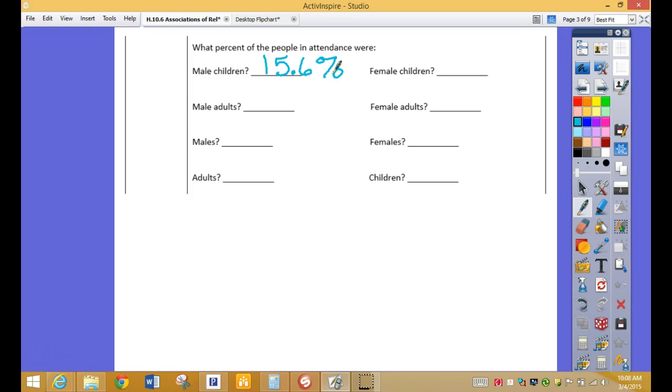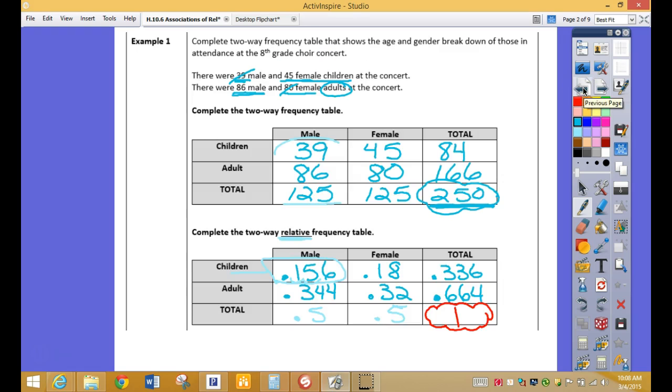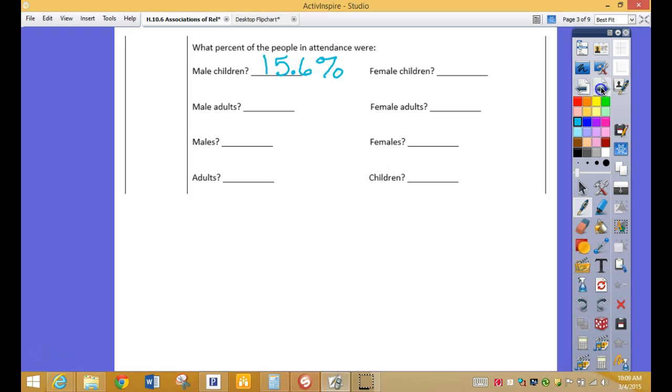What percent are just female children? So here's female, here's children. So what percent, only on our relative frequency table again, sorry. Move it to the right twice and we have what? 18%. I'm going to give you a second to fill in the rest and then we'll see if they match mine.